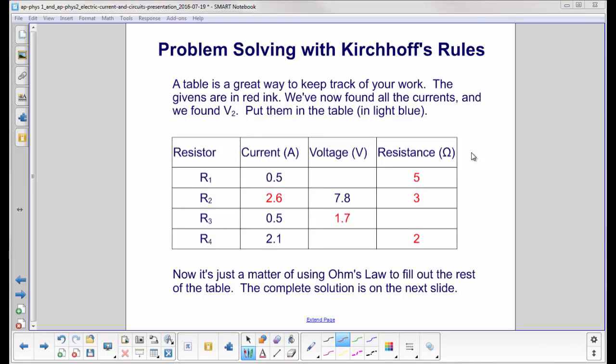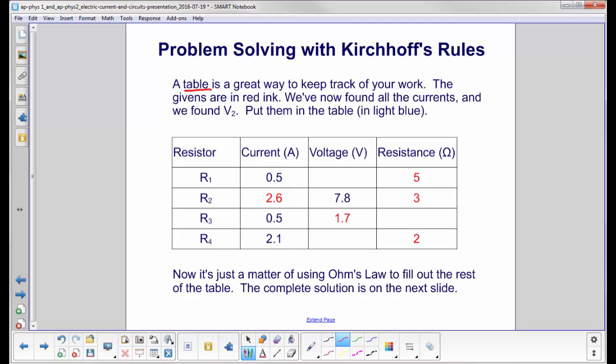Probably should have shown this earlier, but frankly I wanted to see if you came up with a way of keeping track of all the various currents and voltages and resistances. One way is to just mark them right on the circuit diagram. Another great way is to have a table. So the red numbers here is what we were given, and the blue will be the numbers we find. Well, we found the current from the last slide, so we put all the currents in here.